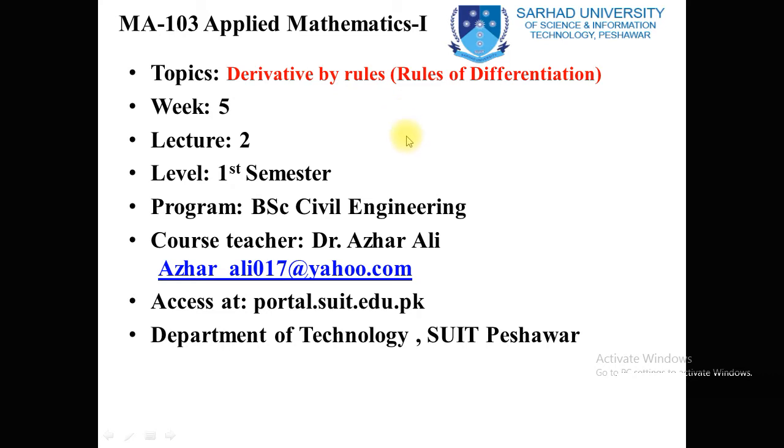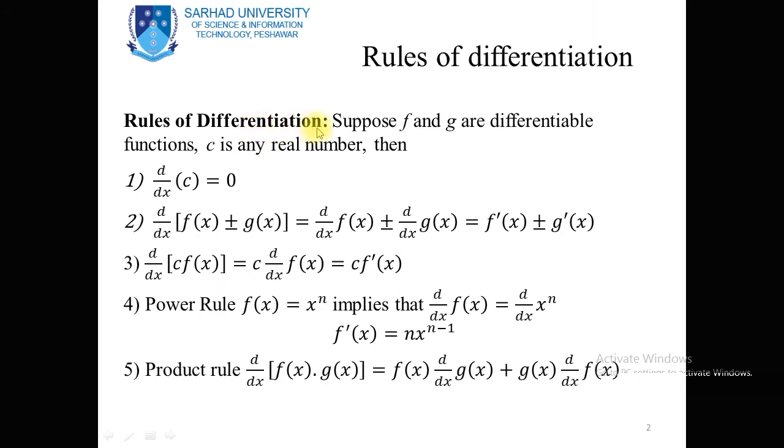So you see over here, rules of differentiation. Dear students, the process of finding a derivative is called differentiation. So you see over here some rules of derivative of a function with respect to its independent variable x. Suppose we have two functions f and g, and these two functions are differentiable functions, and c is any real number, c is any constant. Then the derivative of the constant term with respect to independent variable x will be equal to 0.